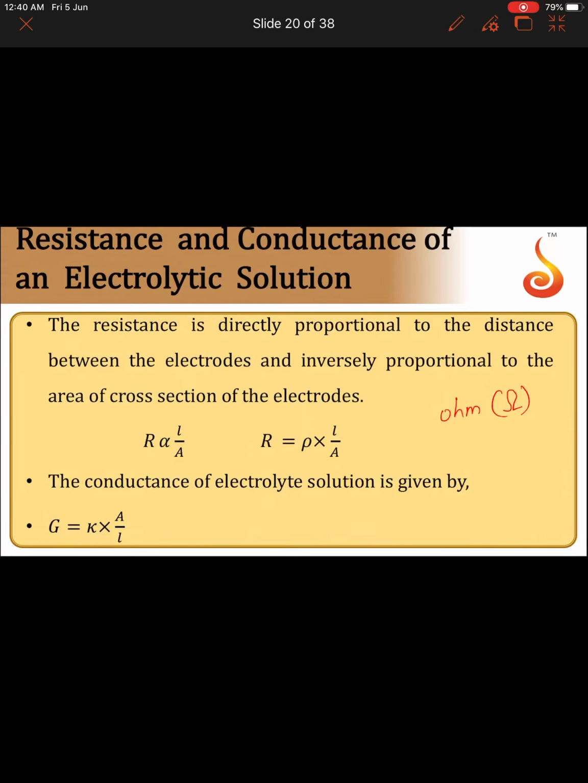This resistance is directly proportional to the distance between the electrodes and inversely proportional to the area of cross section of the electrodes. So, R is equal to rho into L by A, where rho is the proportionality constant, called resistivity or specific resistance.